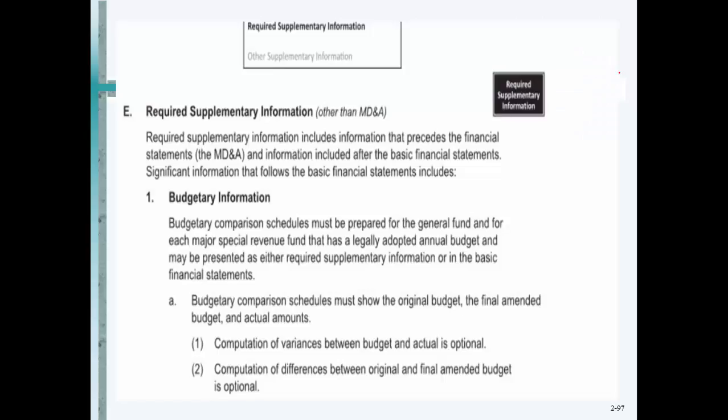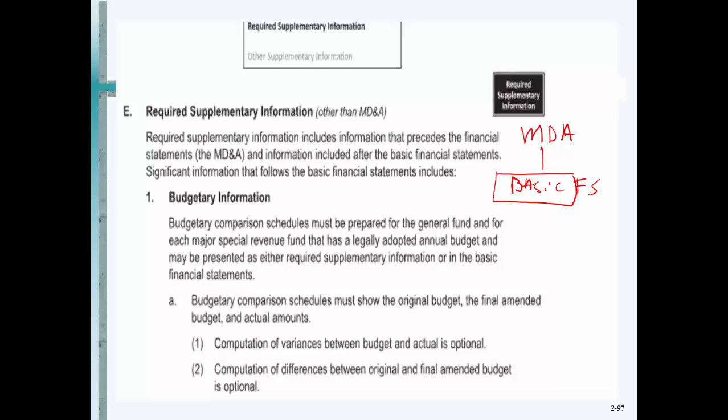Okay. Let's talk about now that bottom box, required supplemental information other than the MD&A. Remember we had our MD&A, the first thing we saw. What's the second thing we see? The basic FS, right? And the basic FS, I don't know why FS has to be outside the box, I couldn't fit it in the box, but basic financial statements include the government-wide statements and the fund financial statements, right?